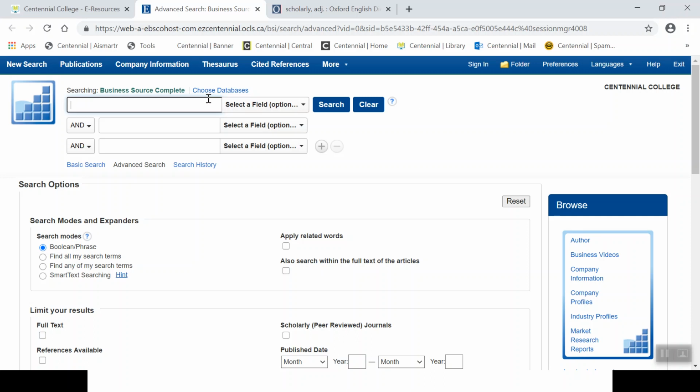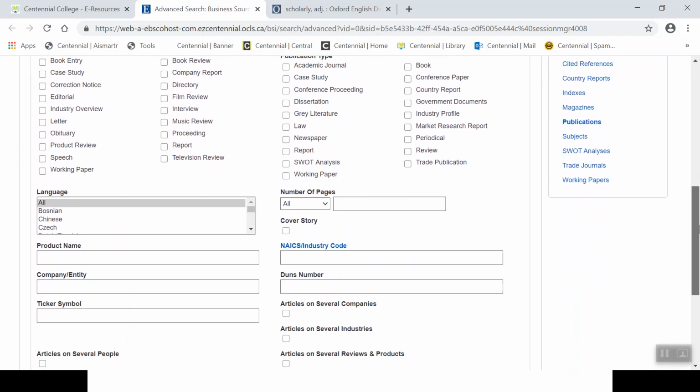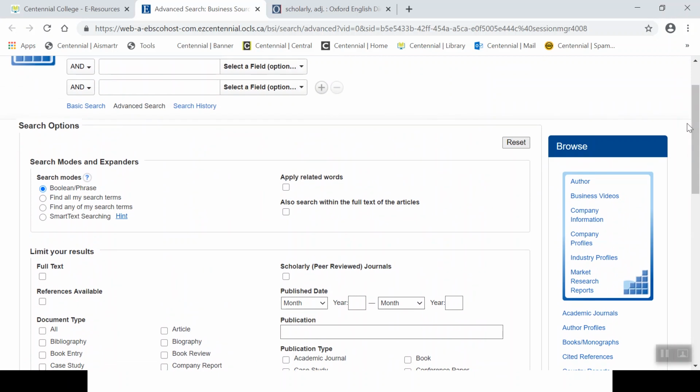You see the primary interface, where it all happens, and then you see you have access to these advanced search features. There are many things to consider as you search, including this box right here, scholarly, peer-reviewed journals. We'll select the box and watch the magic happen.